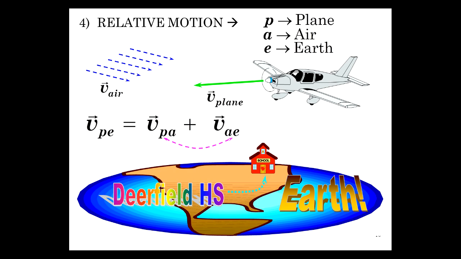When we write it this way, we'll notice the outer subscripts match the question we're looking for, which is plane with respect to Earth, PE, PE. The two A's, the air, are kind of like placeholders. They basically cancel out. I'm not sure if that's a good way to say it, but that's how you can think about it. So we have these two vectors, plane with respect to air, air with respect to Earth, and the addition of those is the answer we're looking for, the velocity of the plane with respect to the Earth. There you go.